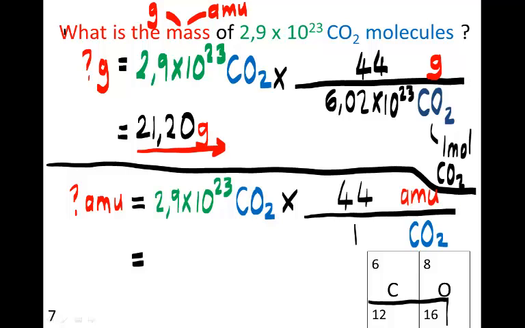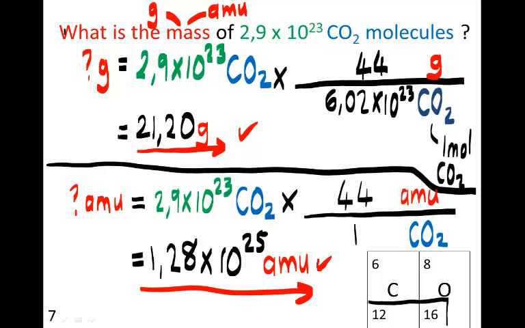2.9 exp 23 multiplied by 44 is equal to 1,276, which is 1,28 rounded off, times 10 to the power 25, and the unit is atomic mass units. These two values here are the same as one another, just in 2 different units. And you can check that by dividing this value here by Avogadro's number. So divide by 6.02 exp 23, and it gives you this number over here, 21,20 when rounded off. And that's because that's a conversion factor between AMU and grams.